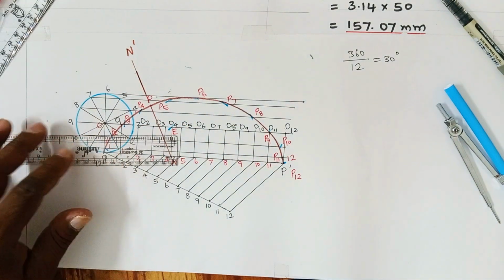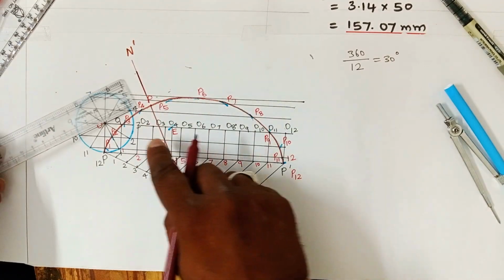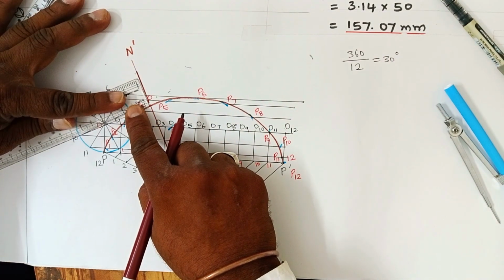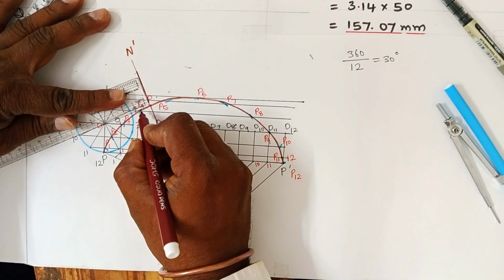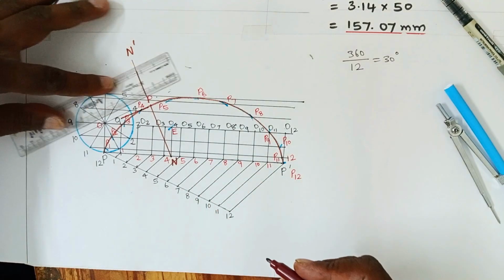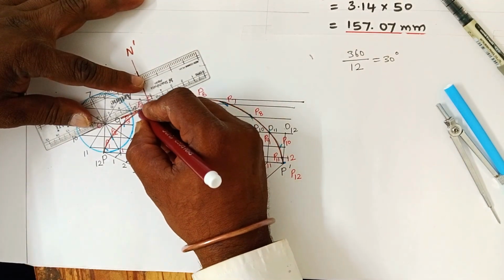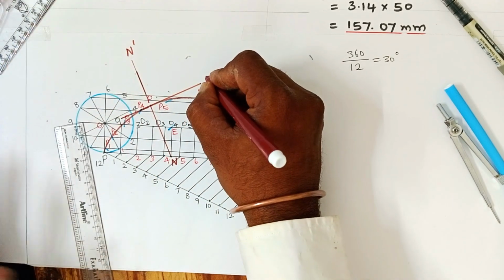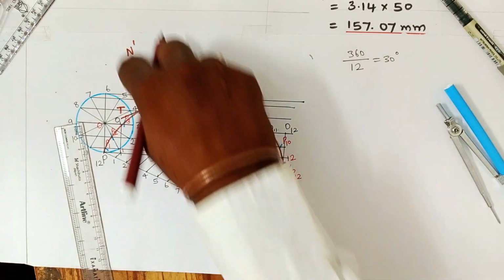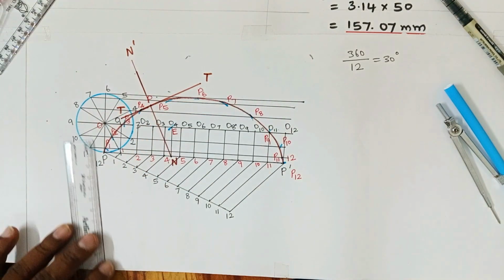Then you can turn your scale, keep the short edge of your scale in coincidence with N dash at point P as the corner of your scale. Align your scale like this. Using the longer edge of your scale, draw a line like this and extend it on the other side of point P. Okay, this forms a tangent. T dash is the tangent, N dash is the normal. The angle between T dash and N dash will be 90 degrees, which you can check using a protractor.